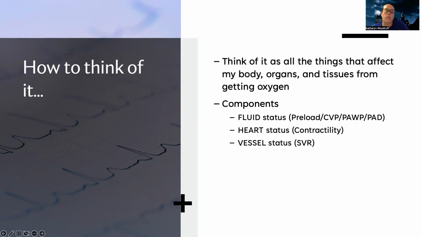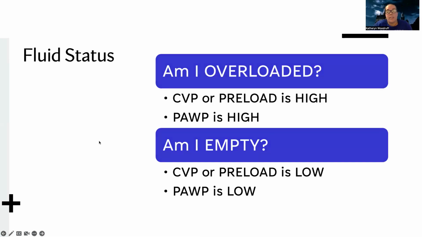In other words, how much oxygen my tissues, body, and organs are going to get depends on how much fluid I have or don't have, my heart's ability to squeeze, and then how constricted or not constricted my vessels are. So first thing we want to consider is fluid status. There are two ends of the spectrum here. First, the fluid status could be that I'm overloaded. I have too many fluids.